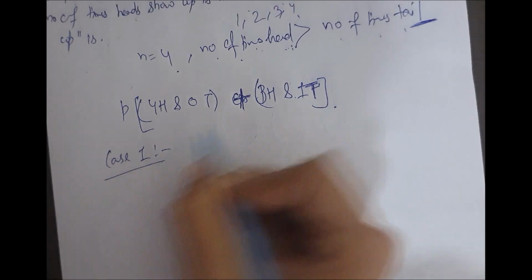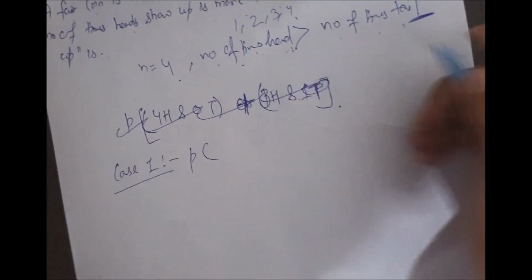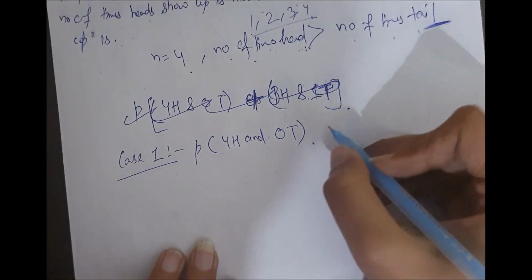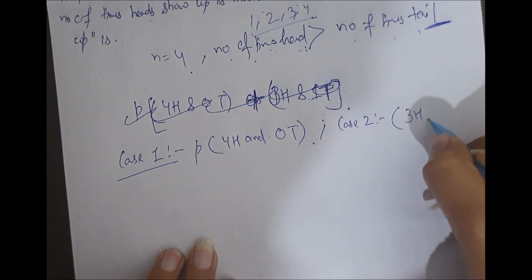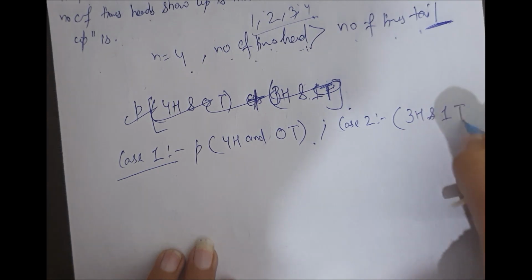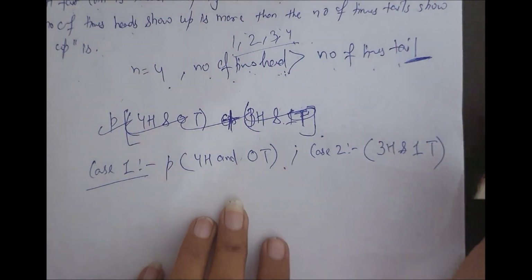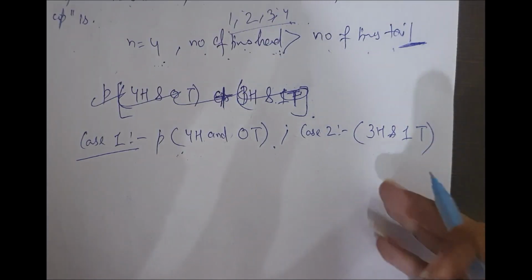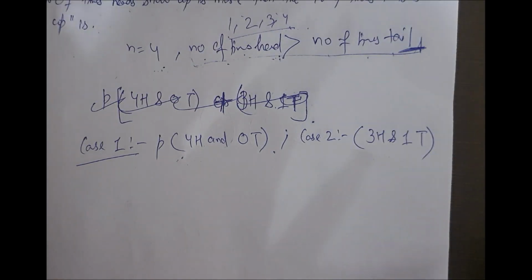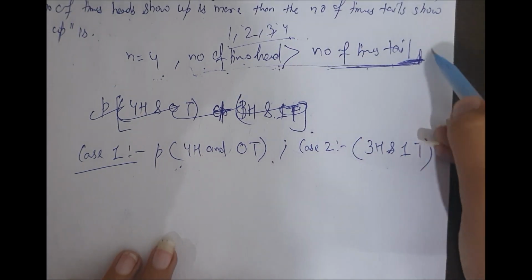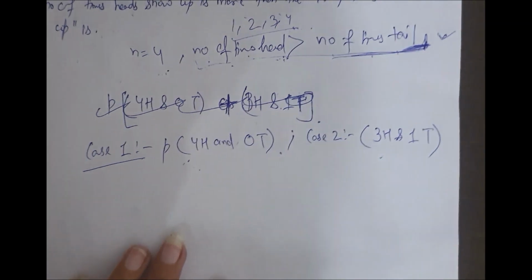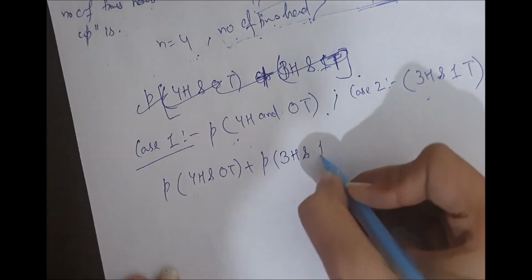Two cases are possible. Case 1 is the probability when all 4 heads are there and 0 tail. The second case is 3 heads and 1 tail. Except that, no other case will be possible, because here N is 4. 2 heads 2 tails, or 1 head and 3 tails, will not satisfy the condition. Only in these 2 cases this condition will be satisfied. So add these 2 cases.